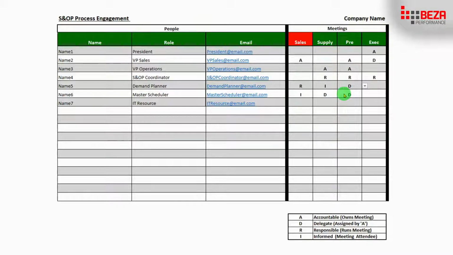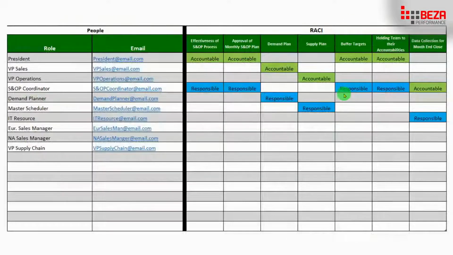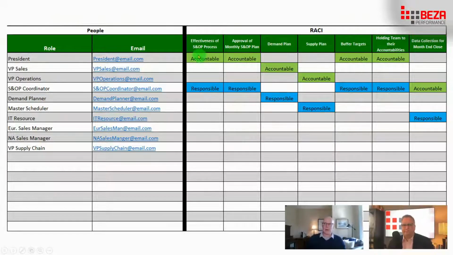And then the other piece that we do on that documentation, this is looking at the meetings. And then this is looking at really the outcomes, if you will. Maybe outcomes isn't the right word, but if you look at what these titles are, effectiveness of the S&OP process, this is really to drive the point of who's accountable and who's responsible.